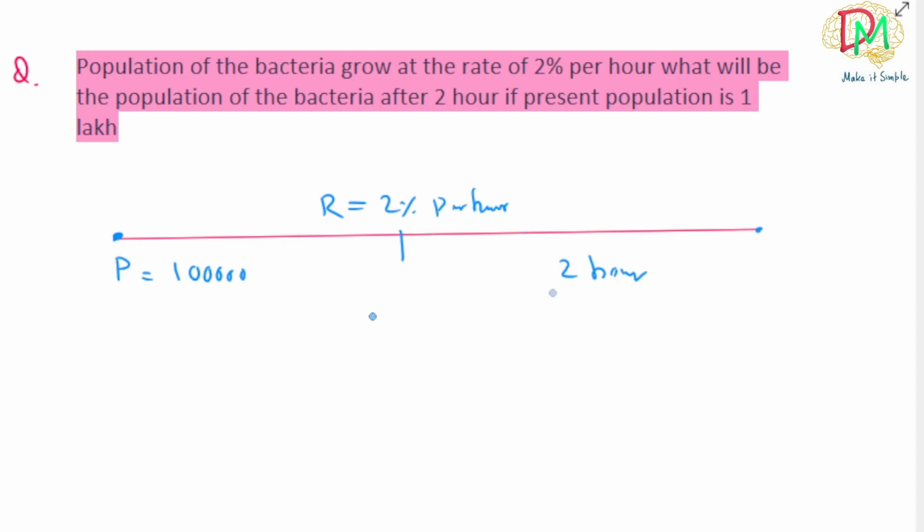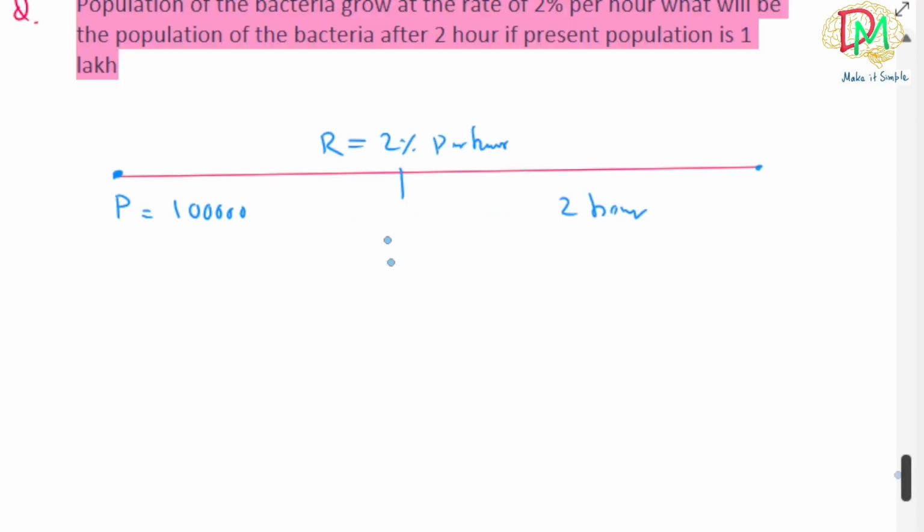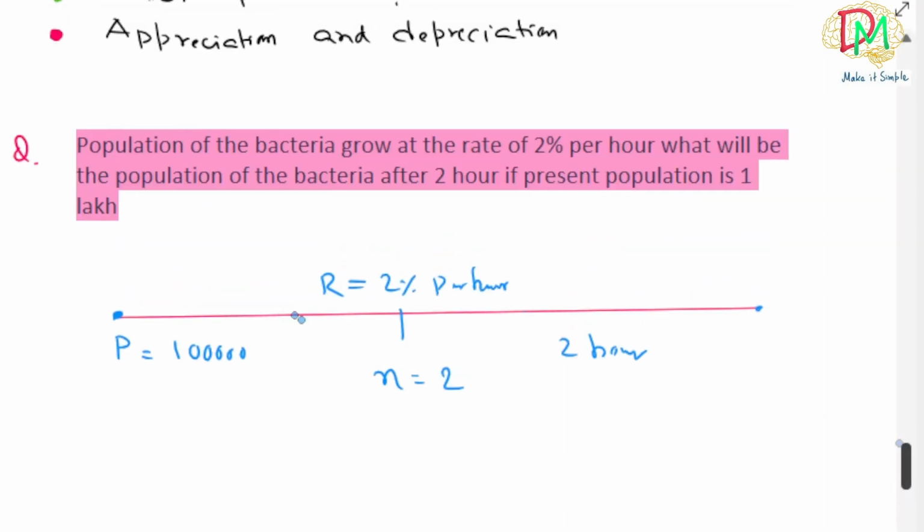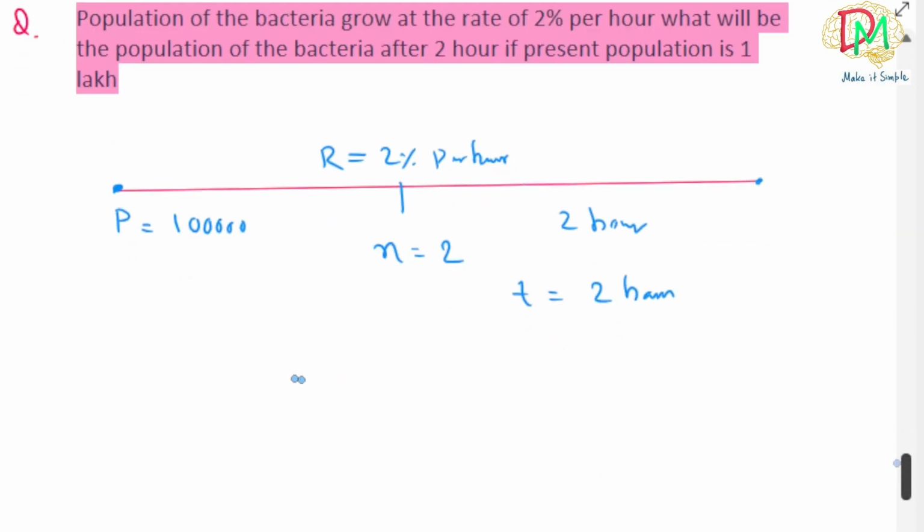Since it's compounded, we can consider every 1 hour interval, so n is equal to 2. Why? Because if we consider the total time is equal to 2 hours, then in these 2 hour intervals the number of compounds happen 2 times. Okay, so n is equal to 2.